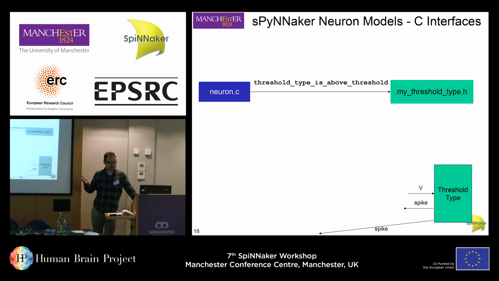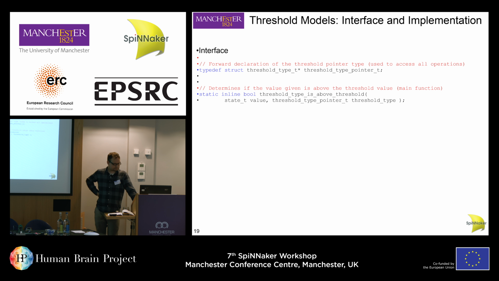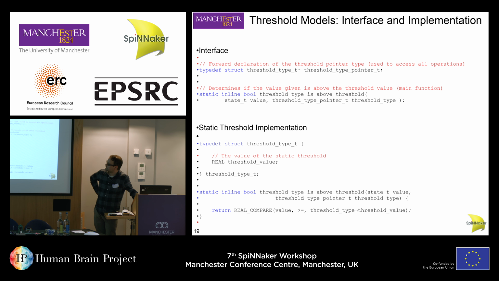So for each of the different components, you have functions which you need to define to tell the neuron code what to do. For example, for the threshold type, you will need to define the threshold type as an above threshold function, and this will tell the model what to do when it reaches the threshold. A specific example again: here we're defining the structure with, in this case, just one parameter with the value of the threshold that we want to use, and then a function here that basically compares that value to the current value.